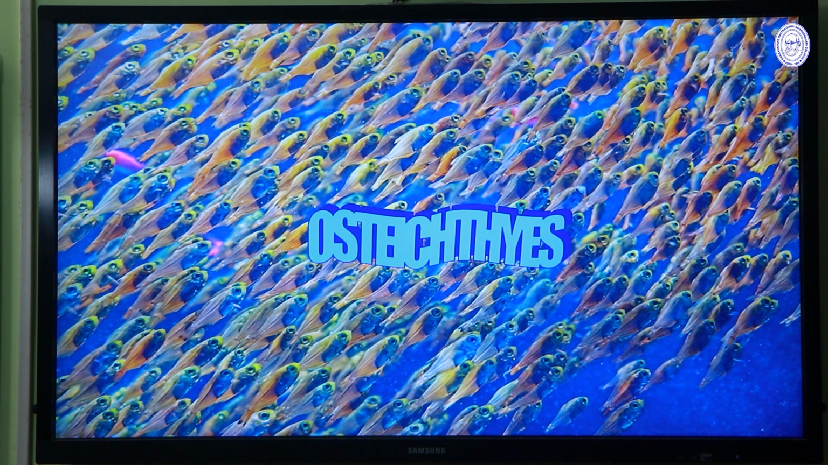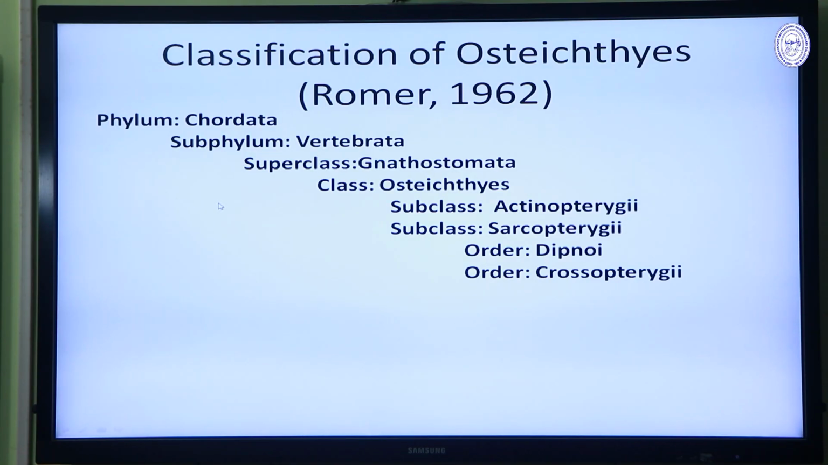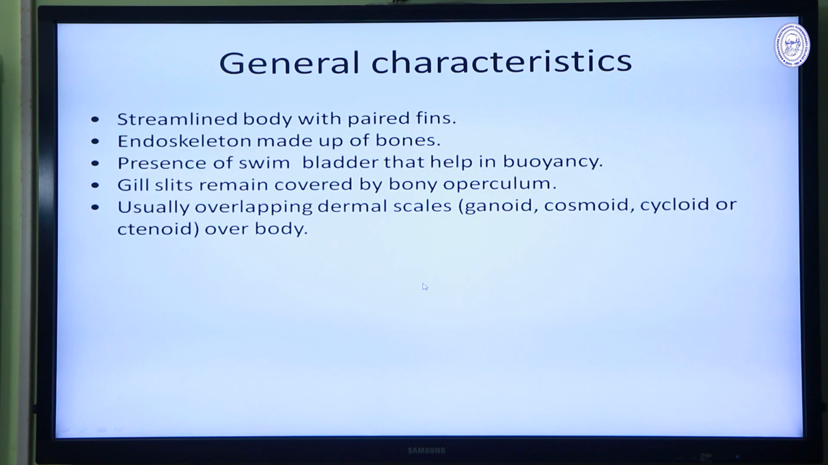Now, coming to the Osteichthyes. So, osteo means bones, ichthys means fish. So, all kinds of bony fishes are included in this class. Again, we are using the classification of Romer 1962. According to this classification, the superclass Gnathostomata has class Osteichthyes that has two subclasses, Actinopterygii and Sarcopterygii. Under subclass Sarcopterygii, there are two orders, Dipnoi and Crossopterygii.